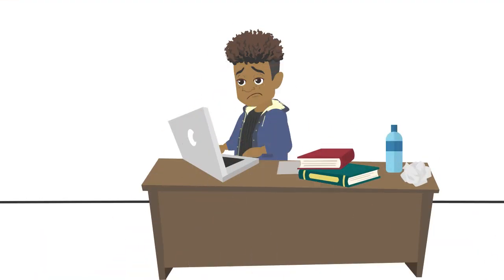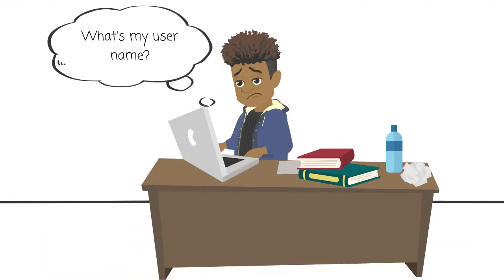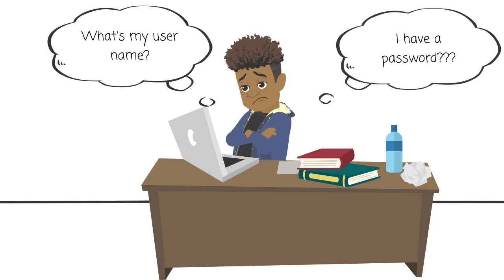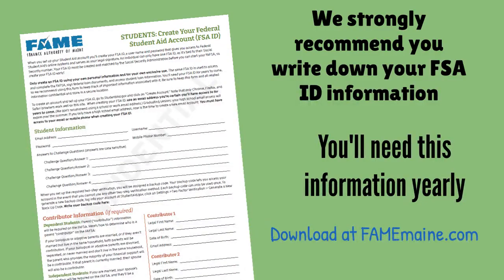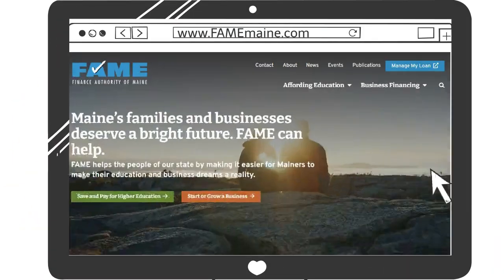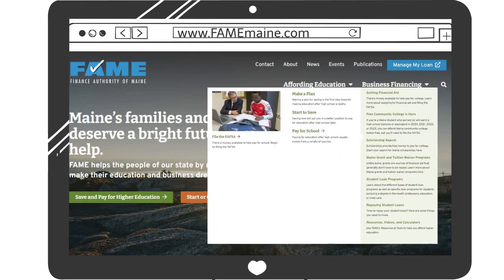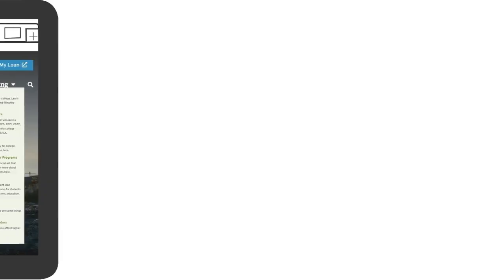The biggest challenge we see related to the FSA ID is remembering the login information. Remember, your FSA ID will be needed for years to come. We strongly recommend using the FSA ID tracking sheet to document your FSA ID information. Remember, you'll need to access this information yearly. You can download and print the FSA ID information tracking sheet at famemaine.com in the Resources and Tools section.